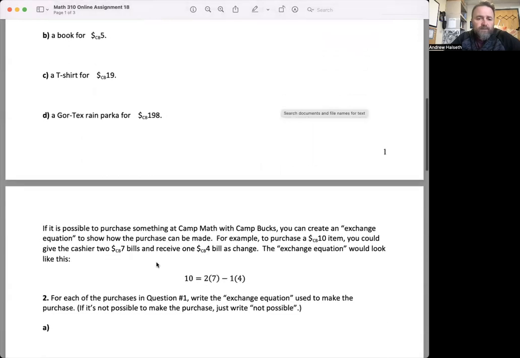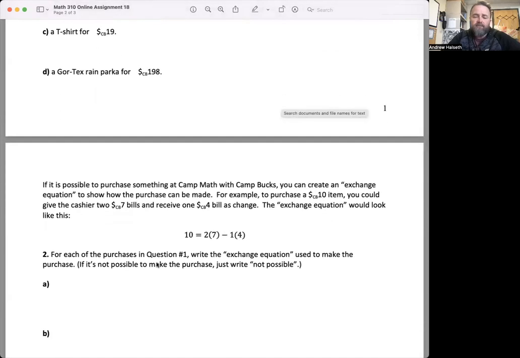So the next part is putting that in some math context and writing an exchange equation. So for my $10 example, my exchange equation would look like this: 10 = 2 × 7 − 1 × 4, because I paid with two $7 bills and then I got one $4 bill as change. So that's a subtraction. So change will be subtraction.